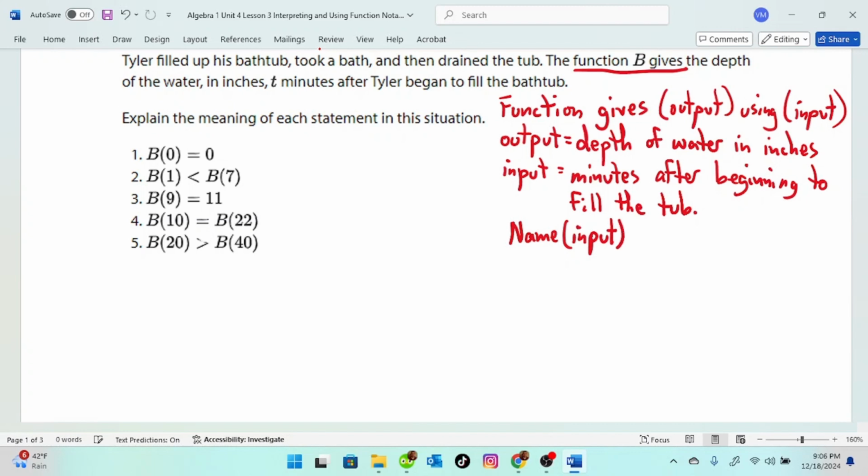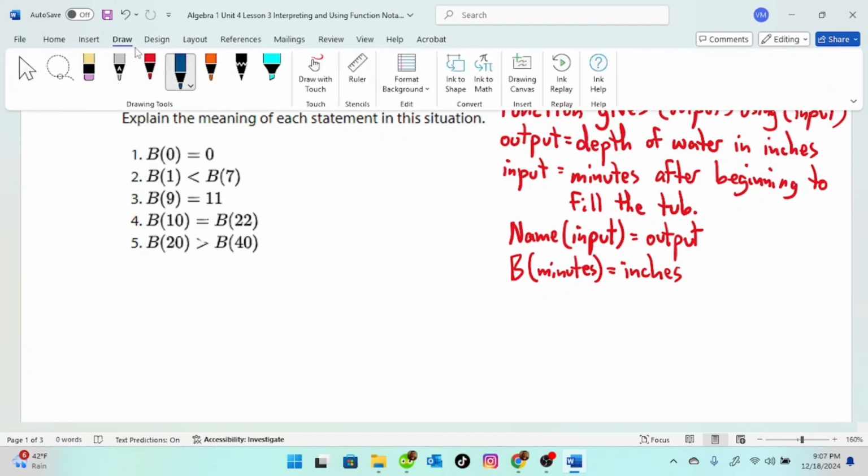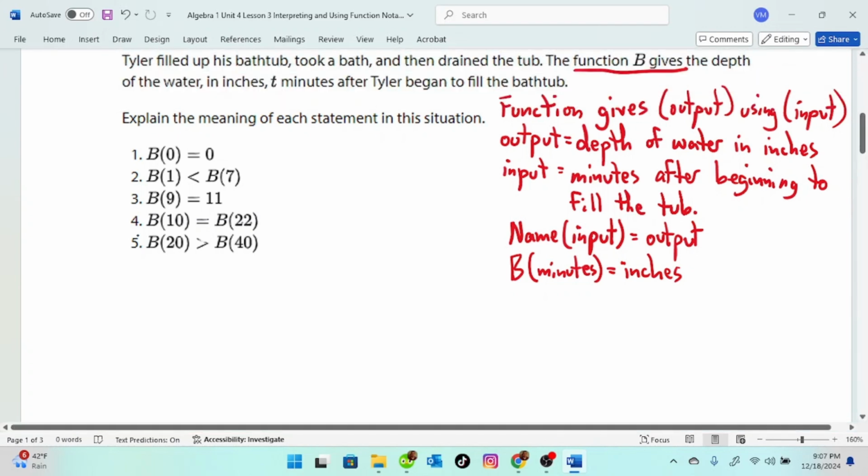input equals output. In this case, that is B of minutes equals inches. Now I can begin explaining what each of these means.